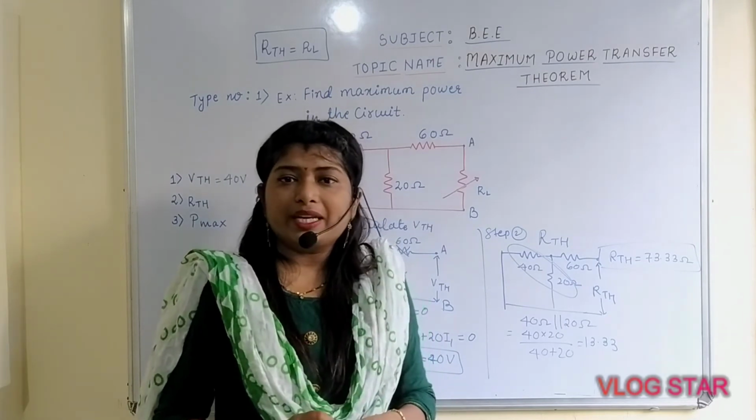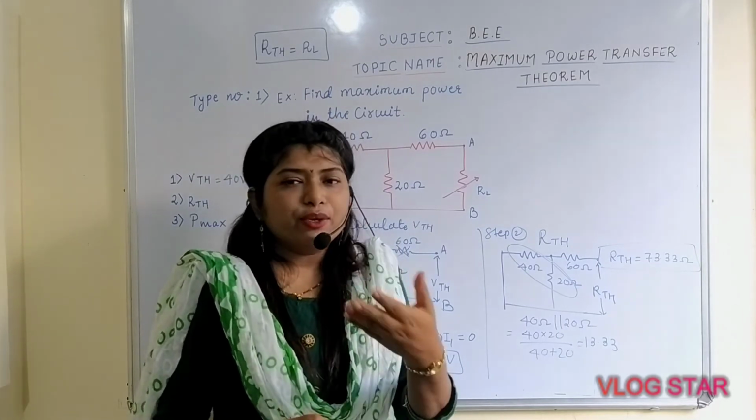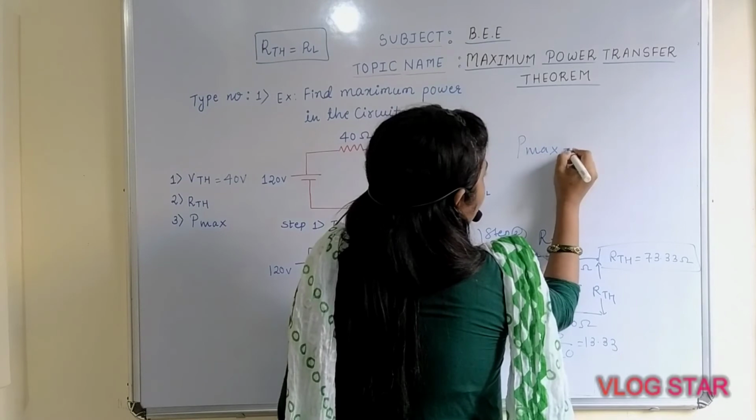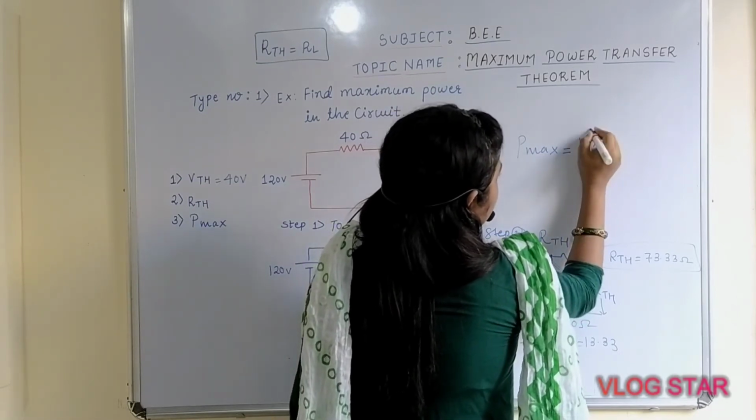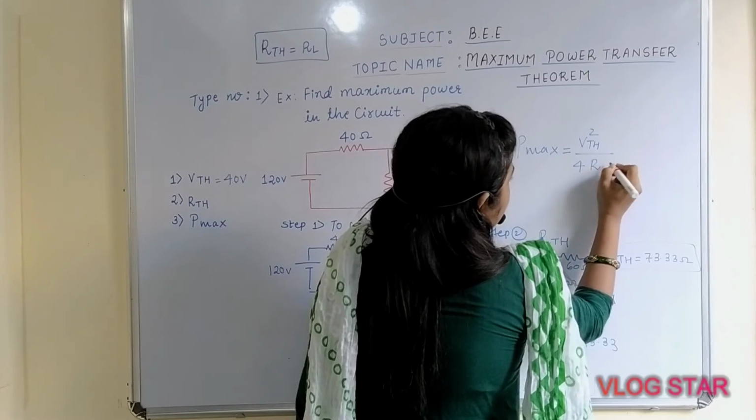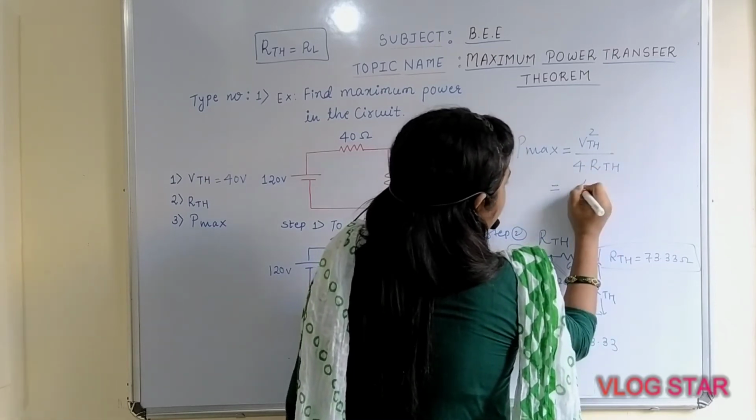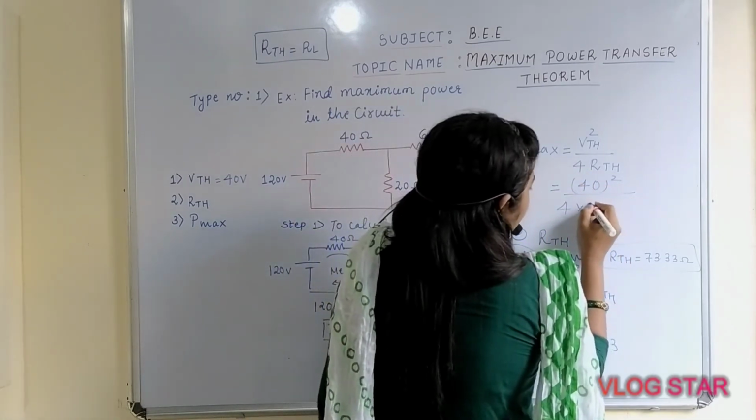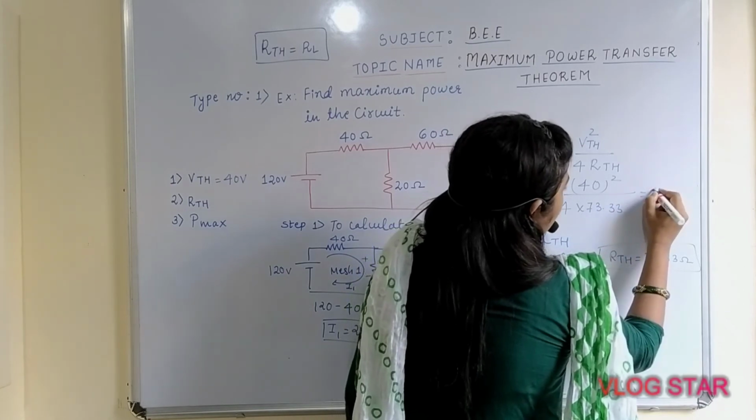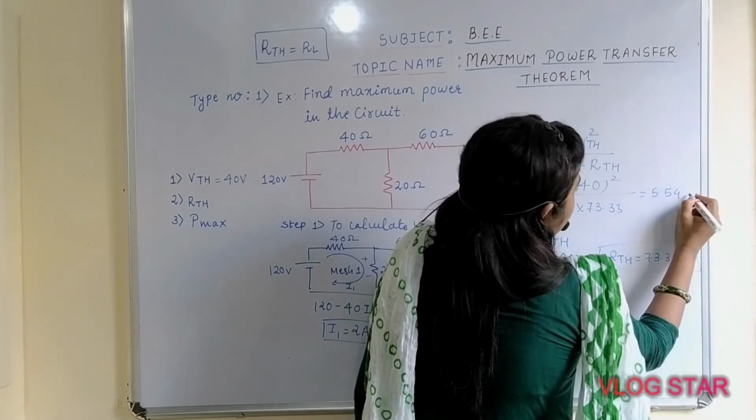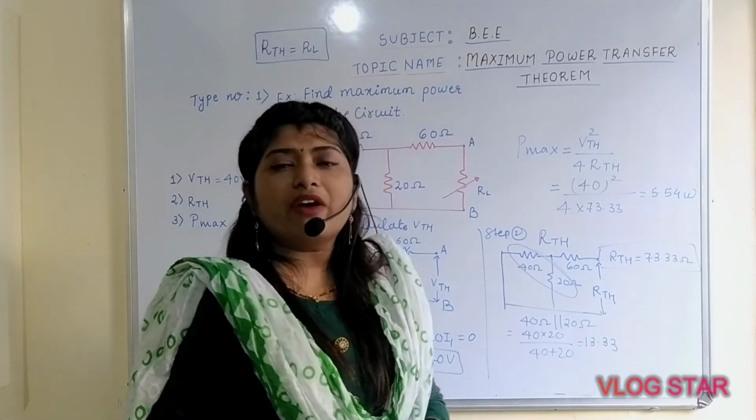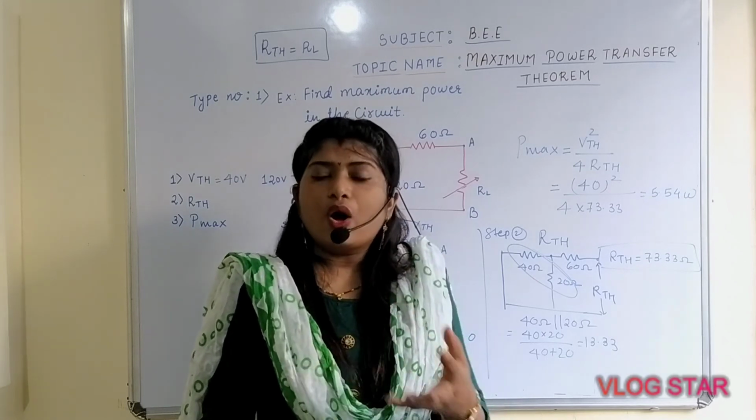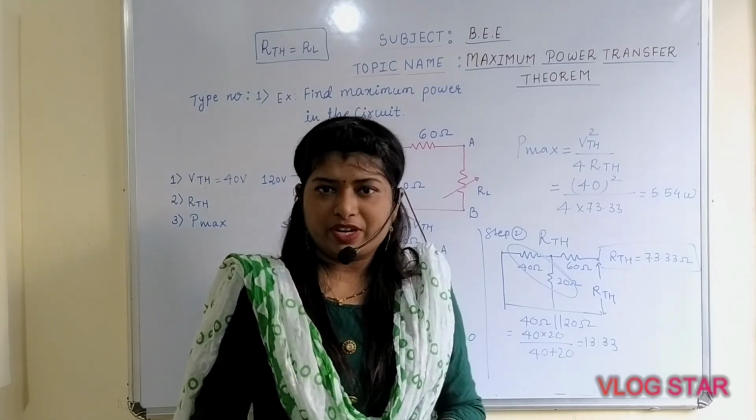The third parameter related to the maximum power transfer theorem is the maximum power. Which formula are you going to apply for Pmax? We already did the proof in the previous lecture: VTH square upon 4 RTH. The value of VTH is 40, so 40 square upon 4 into 73.33. You will get 5.54 watt. I hope you have understood how to apply the maximum power transfer theorem and how to calculate all three parameters related to it.